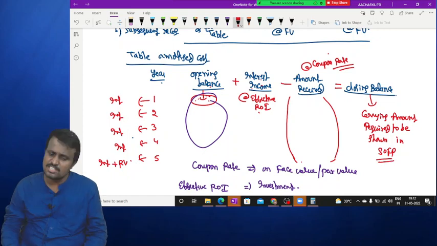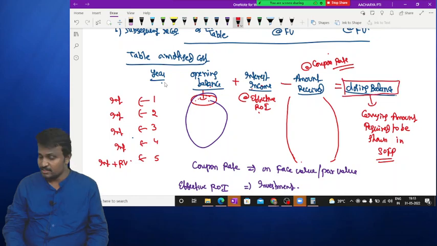This is about the amortized cost table, and subsequent recognition is done as per the table; this is the format of the table. This closing balance is nothing but the carrying amount. So at this price only we subsequently have to recognize that financial asset. So this is the amortized table as per amortized cost: year, opening balance, interest income at the effective rate of interest, minus amount received, equals closing balance.